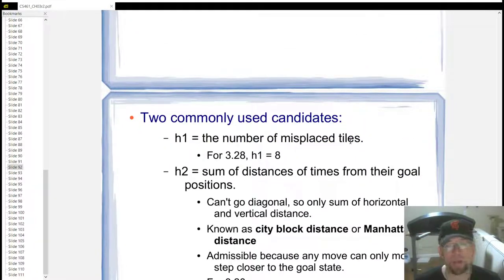So for this type of puzzle, there's two commonly used candidates for creating heuristic functions, and the text refers to them as H1 and H2. So one approach is the number of misplaced tiles. And again, this is just a high level overview of thinking about how I can construct this heuristic. Then you'd come up with a heuristic function, and then you test it, and maybe run a simulation 10,000 times and see what gives you the best result, H1 or H2. So the number of misplaced tiles.